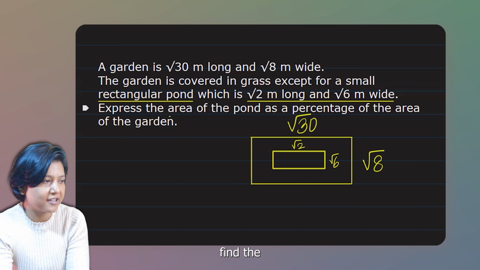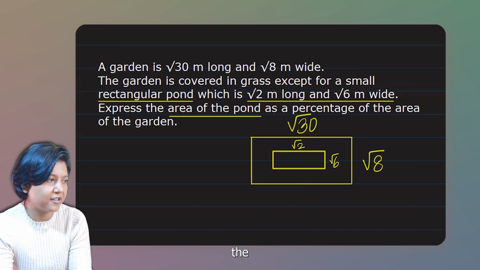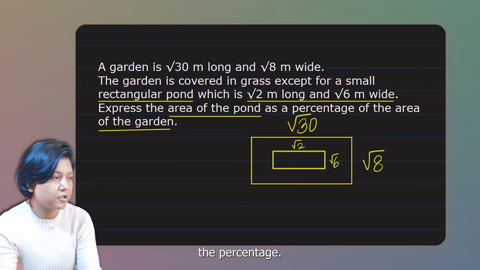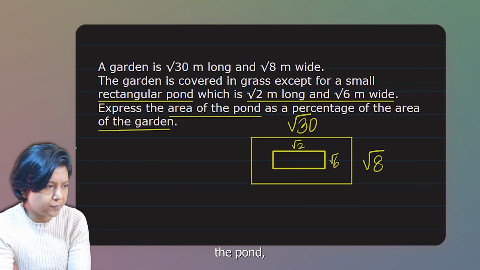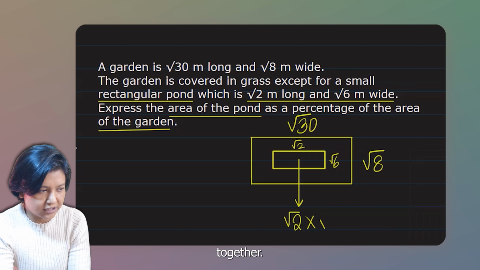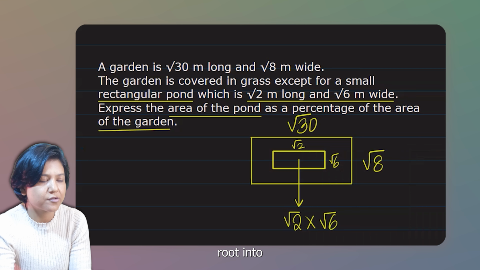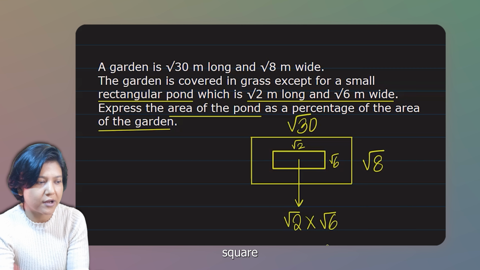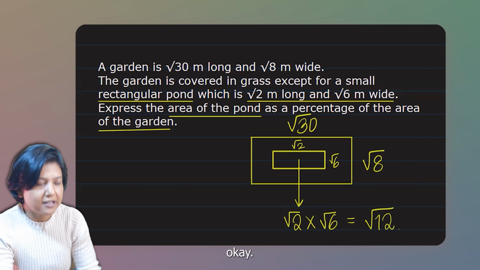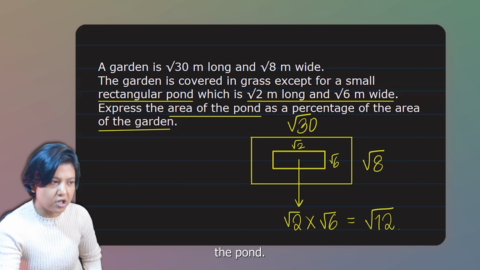So we need to find the area of the pond. We need to find the area of the garden too, because we need the percentage. To find the area of the pond, the inside one is the pond. Area of a rectangle, the easiest thing you do is multiply them together. So square root of 2 into square root of 6 is square root of 12. That will be the area of the pond.